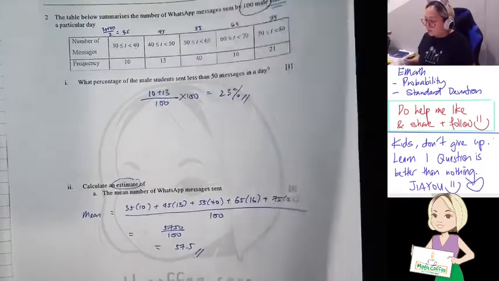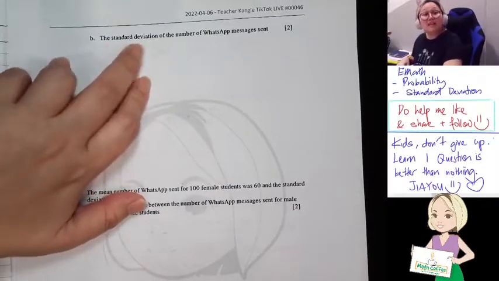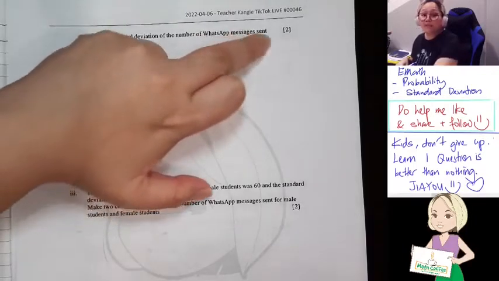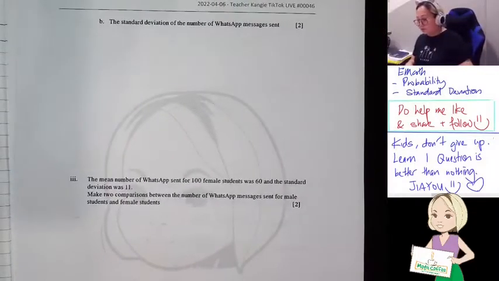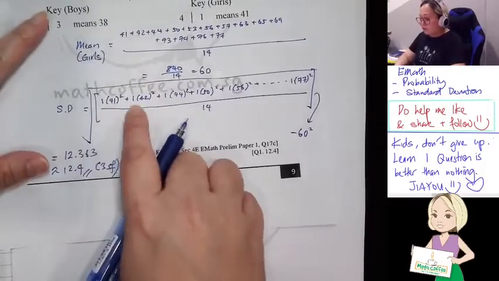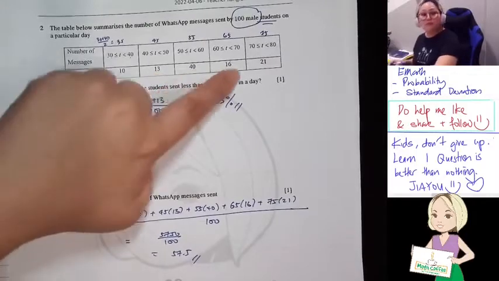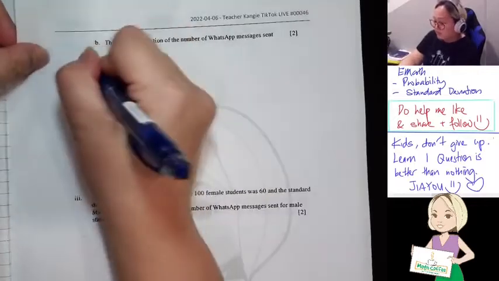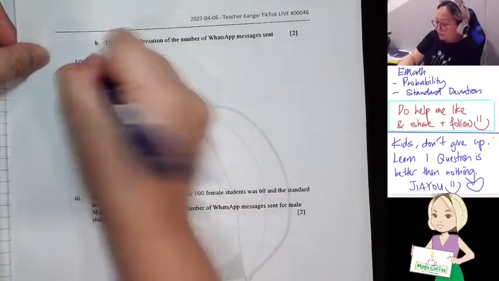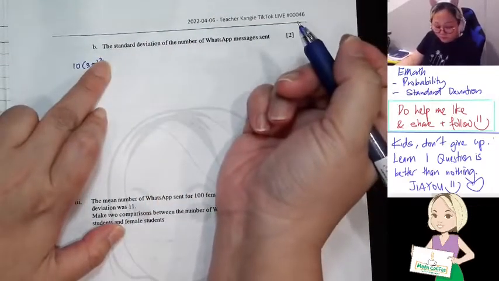Okay, so now let's move on to the next part. Now they ask you to calculate the standard deviation of the number of WhatsApp messages sent. This is different from just now. Remember just now, our f is 1, right? Our f is all 1. But for these male students, the f has numbers. So for this case, it will be fx square, right? So it's 10 times 35 square.